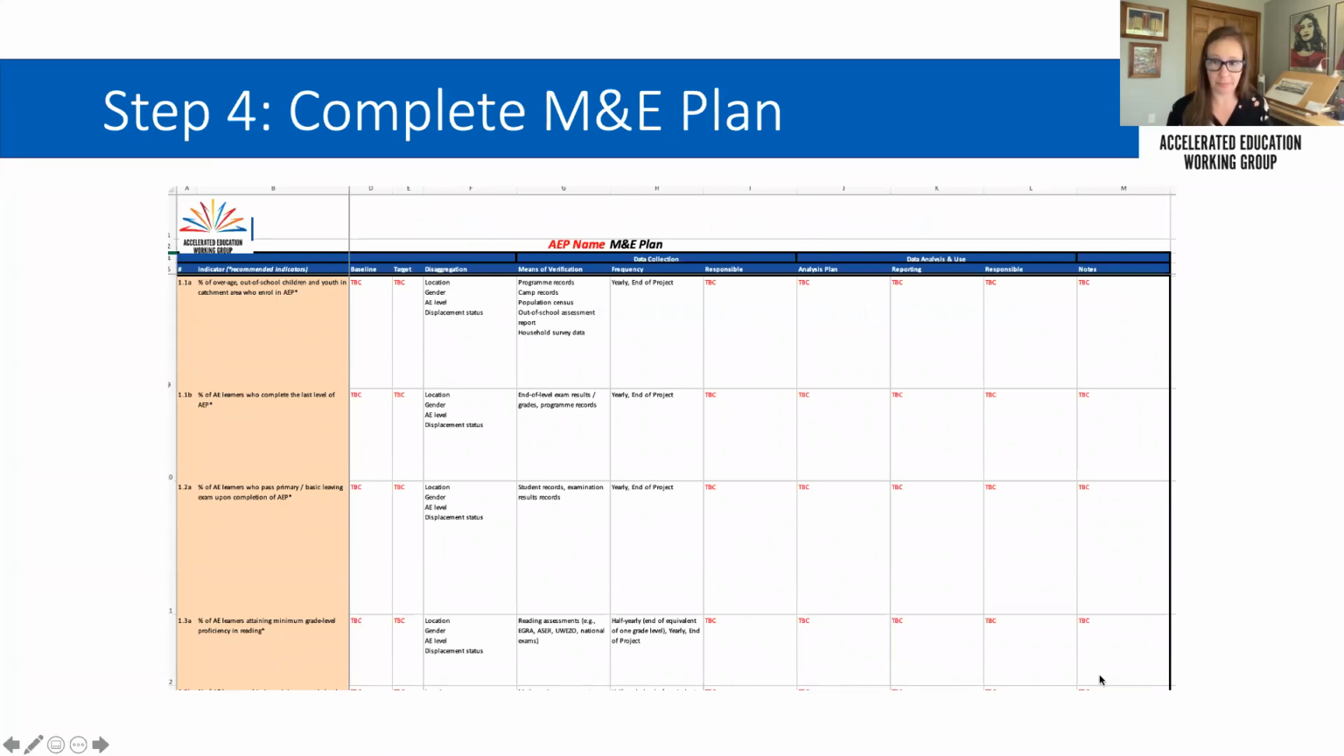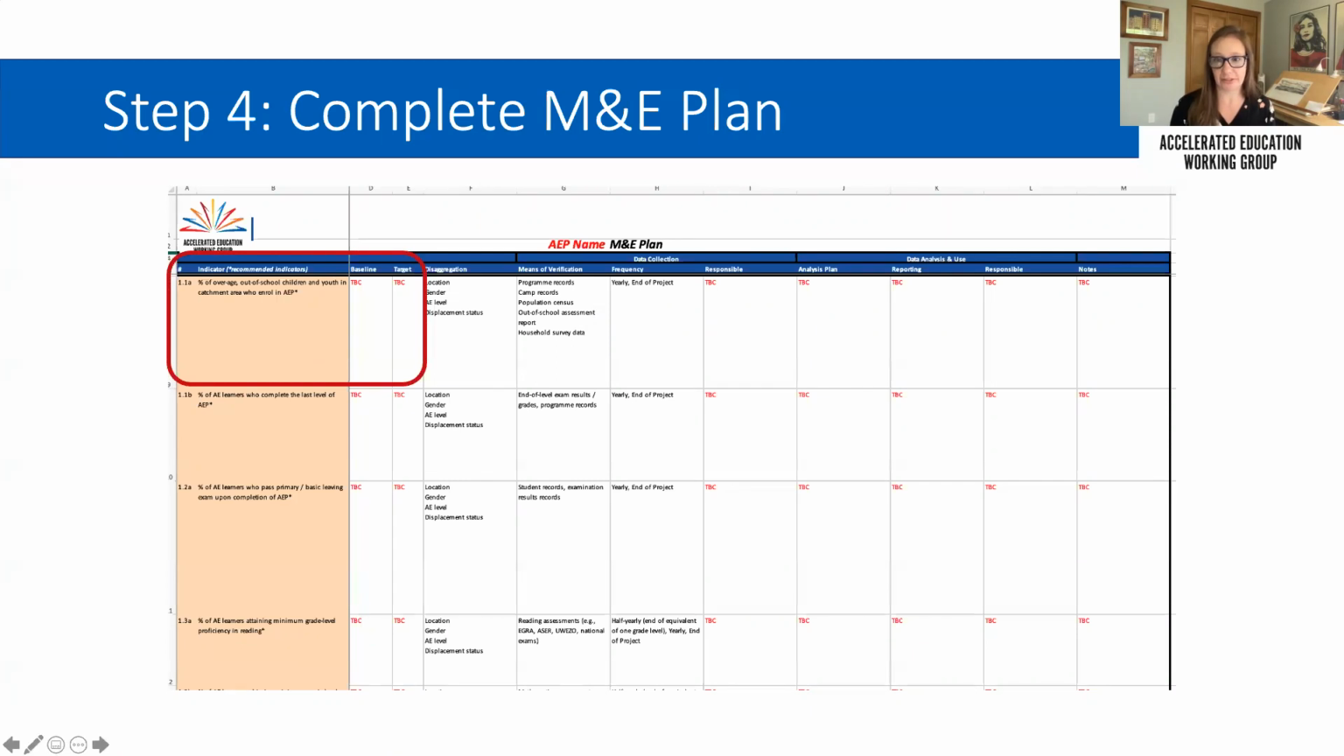So again, the sample M&E plan in the toolkit shows you what it might look like. There's a lot of blanks in here because really it requires you to use this tool to think about what is the best way for you to collect this data? Where can you get this data? Who's going to be responsible from your organization? How are you going to analyze it? When are you going to report on it?